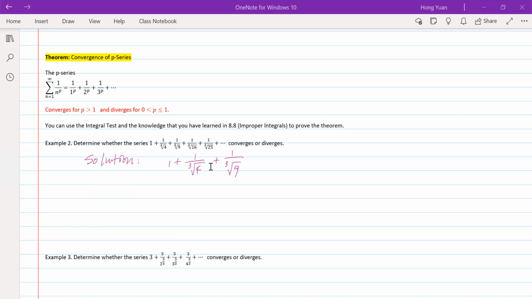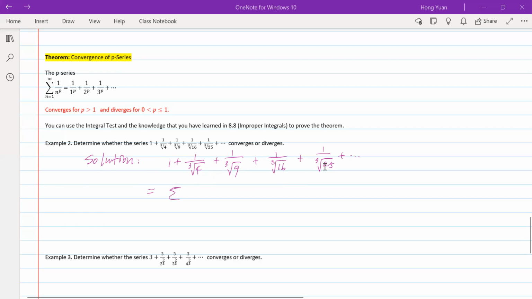Observe each term. What's the pattern of each term? The first term is 1, the second term is 1 over cube root of 4. 4 is 2 to the second power, and 9 is 3 to the second power. 16 is 4 to the second power. So 2 is the second term, 3 is the third term, 4 is the fourth term, and 5 to the second is the fifth term.